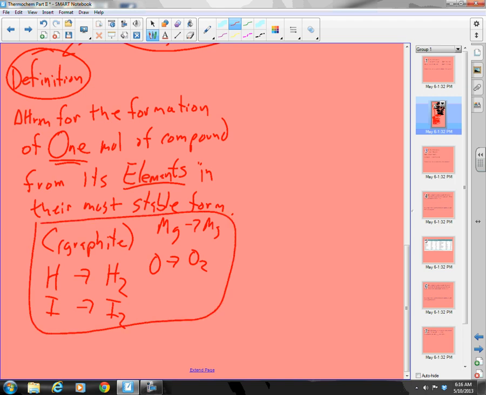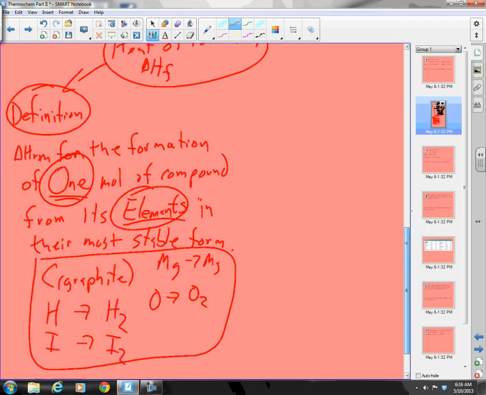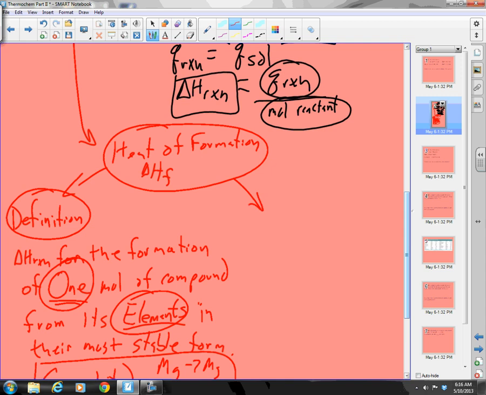Good. So this is our definition, and it's an important one. We have to form 1 mole from its elements. Good. Now, we can add to that, which is standard heat of formation.